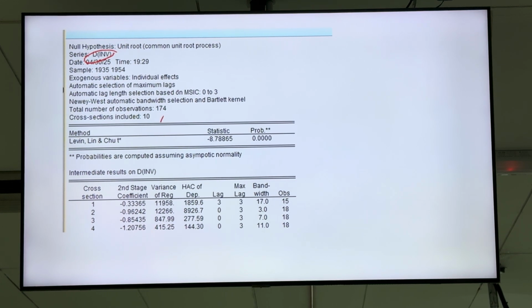For my 10 firms, again based on the maximum lag, range 0 to 3, the result is significant. The p-value is lesser than 0.05 if you base on alpha 0.05, so it's significant. So you reject. It means that once you first difference, the series becomes stationary. So what I can say is investment is I1. Investment is I1.